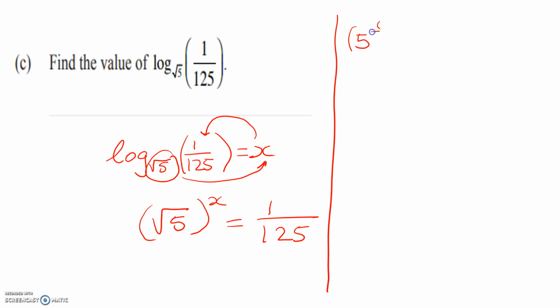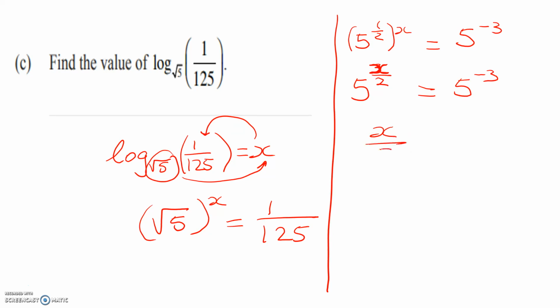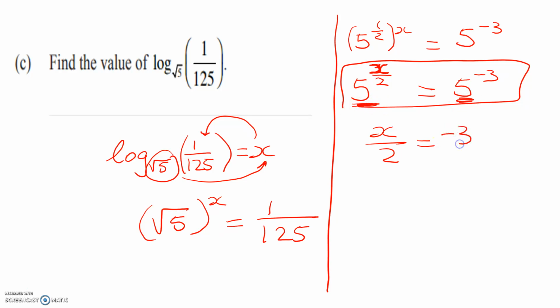So this is 5 to the power of a half, to the power of x, is equal to 5 to the power of negative 3. I'm looking to get a common base. Now looking at the power here, we've got 5 to the power of x on 2 is equal to 5 to the negative 3, and we can now equate the powers. So for these two things to be the same, because the bases are the same, the powers have got to be the same. So x equals negative 6.